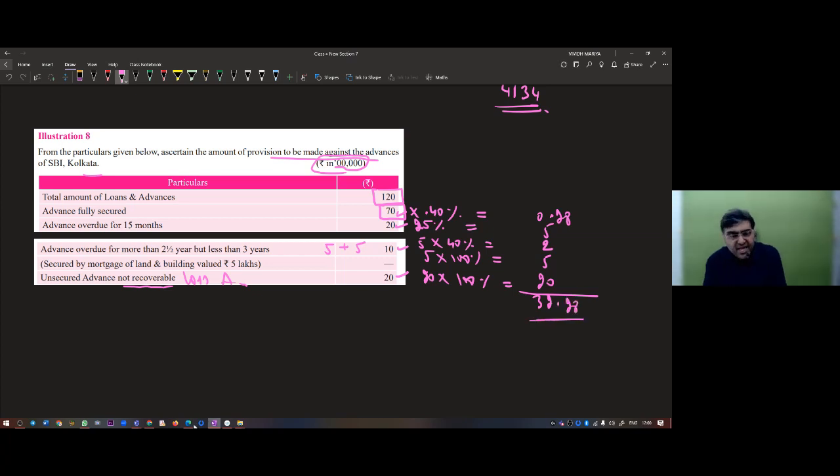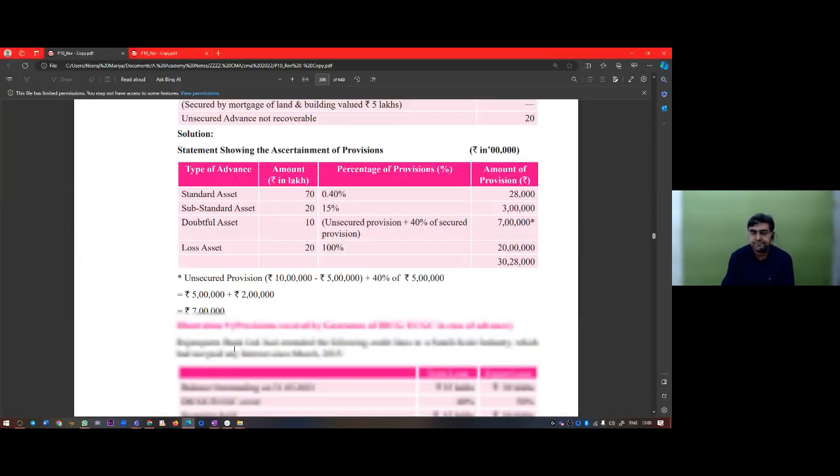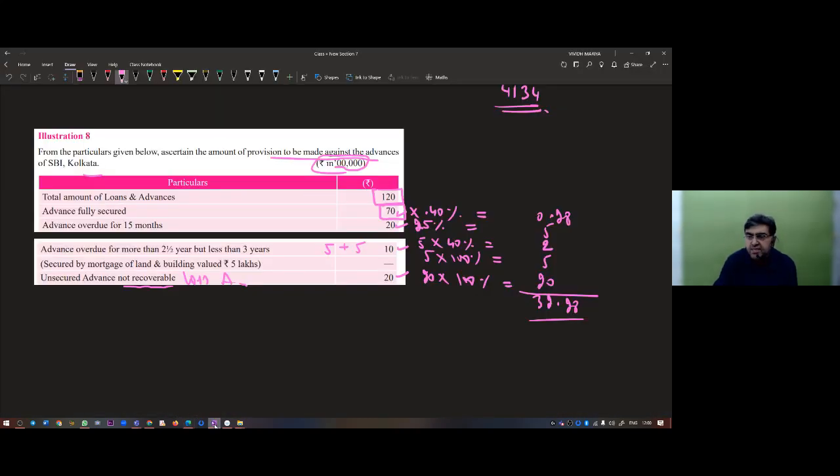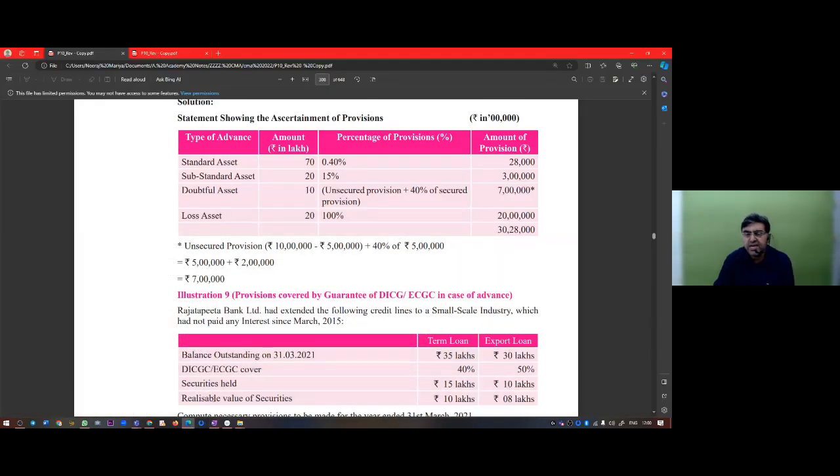We will recheck the total. 30.28, and we said 32.28. Let's find the difference. It shouldn't be. Now, they call it substandard. We are saying it's doubtful up to 1 year. That is the confusion. Let's understand.